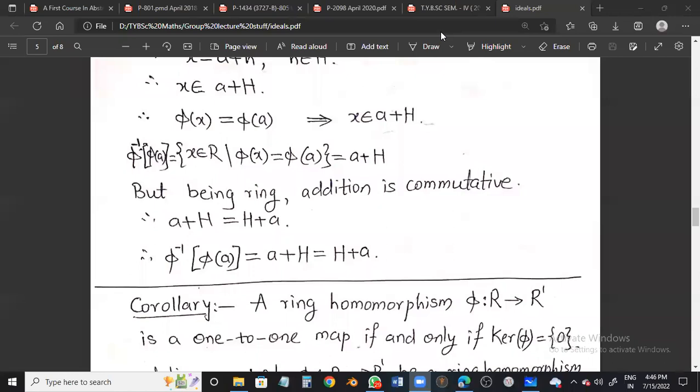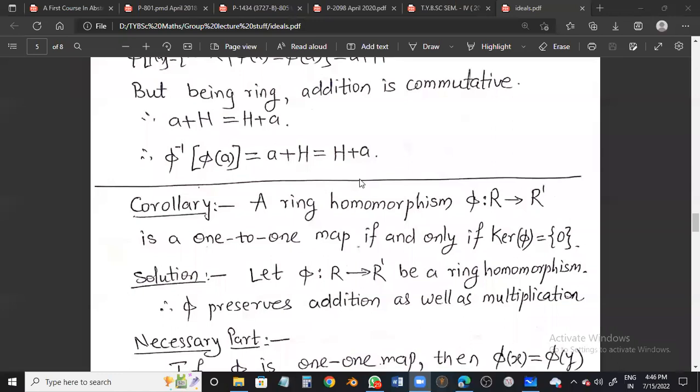All right. I would like to proceed then. This is one more very important result. Last time we have underlined this result. It's a corollary. A ring homomorphism phi from R to R dash is a one-to-one map if and only if the kernel of phi is singleton 0. So a similar result we have already seen in vector spaces also. The map is 1-1 if and only if its kernel is singleton 0. So let us go for the proof.